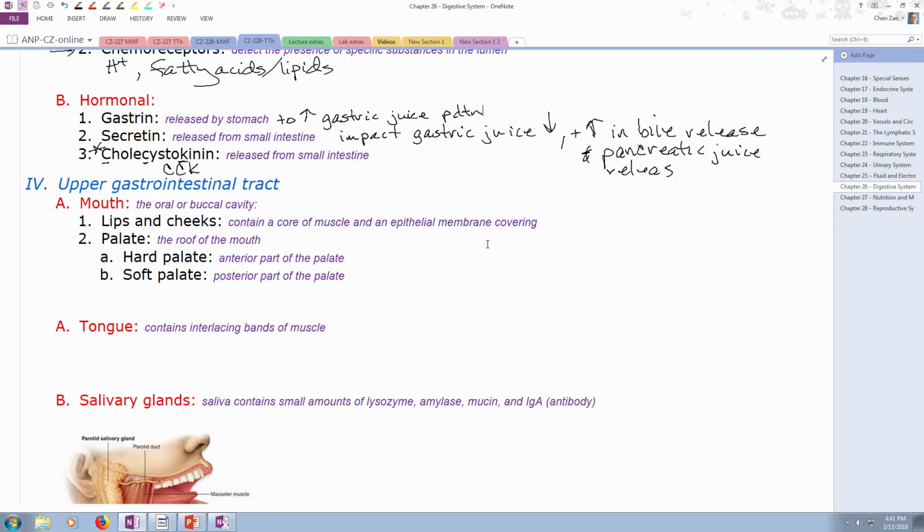The palate, which is the roof of the mouth, has two components. We have a hard palate and a soft palate. Hard palate's anterior, soft palate's posterior. Hard palate's made up of two bones, the maxillary bone and the palatine bone, with the maxillary bone as the largest of the two contributors to the hard palate. Posterior to that is our soft palate, and it is mostly skeletal muscle. It is going to close off the nasopharynx when we swallow.